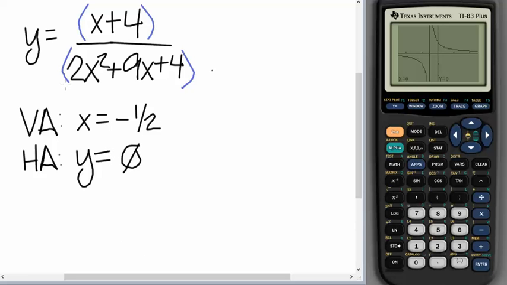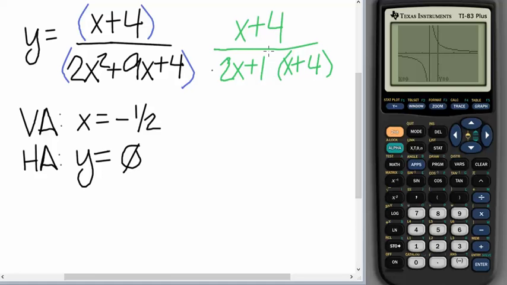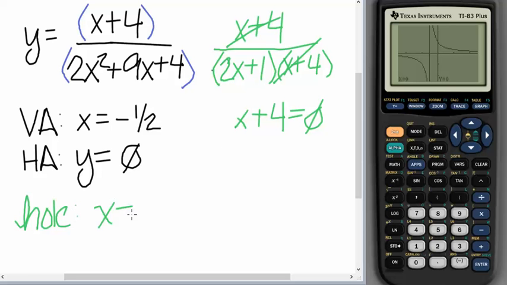Now holes are going to come the same way, it's just going to come from simplifying this. So you have to factor this, right? We've done this in other videos. So I've got x plus 4, I'll go ahead and factor this for you. We get 2x plus 1, x plus 4. You cancel the things that live on top and bottom. You take the thing that canceled, set it equal to 0, and solve. So we get a hole at x equals -4. So there are the three things that I asked you for just using the calculator.